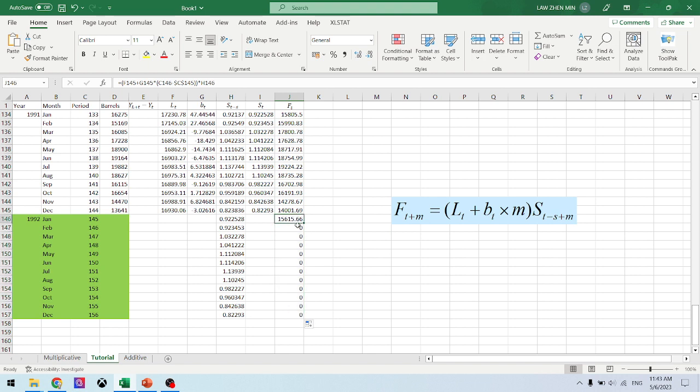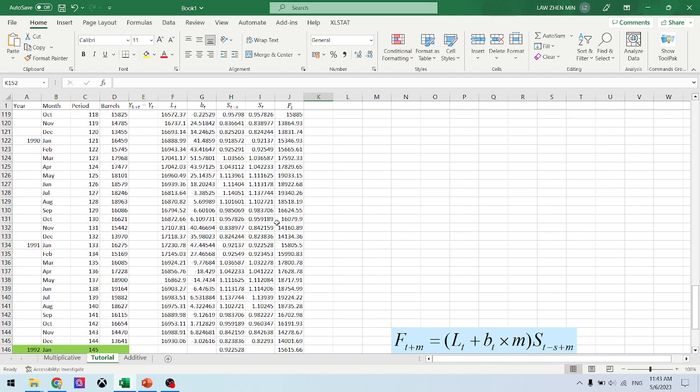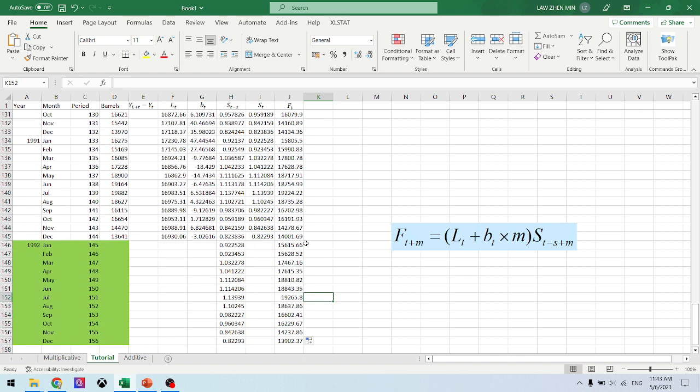So there is a problem here. Wait, let me fix it. Here you need to, yeah, this one you need to fix, and this one also you need to fix. Okay, so hit enter, drag it, and that's all. Here you got the future forecast value using the Holt-Winters method. And that's all, that is how we build the template for multiplicative Holt-Winters exponential smoothing.